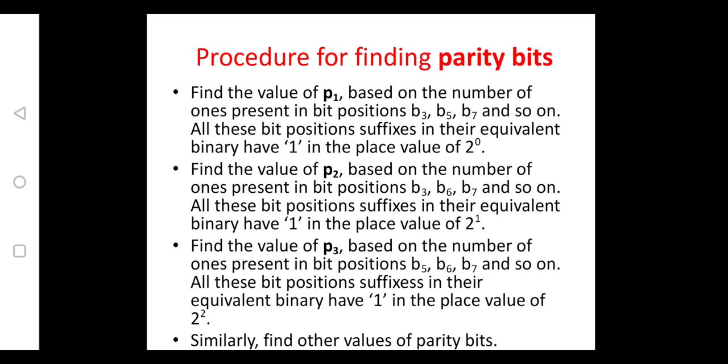So see all the numbers where you are having 1 at the LSB position. If we observe all the 1 to 7 numbers in binary, we are having 1 at the LSB position at 1, 3, 5, 7. So here, in order to write down the parity bit P1, we need to check the data bits of 3, 5 and 7.